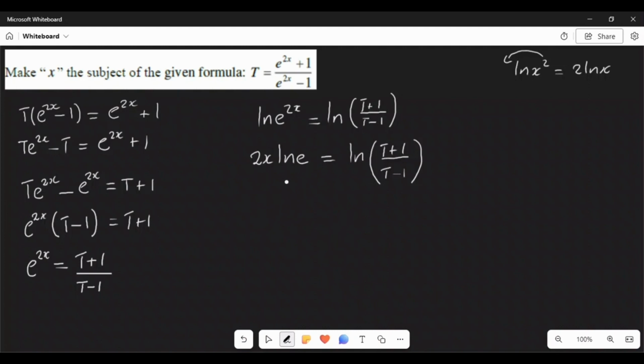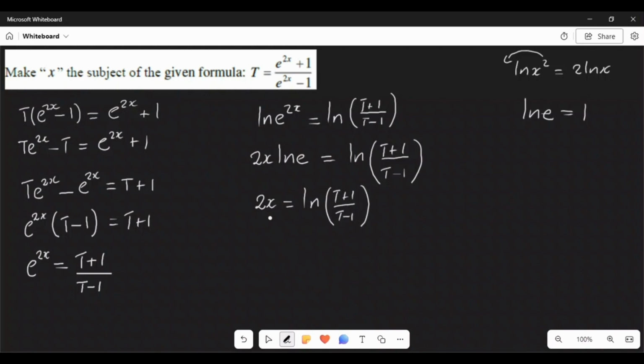Now there's another thing that you need to know. Natural log e is the same as 1. So here we can just say this is 1. So if we rewrite this, it's going to be 2x, then we continue, leave the right hand side as it is, because we cannot do anything at the moment, right? I know this takes longer, but step by step, so that everyone can understand.